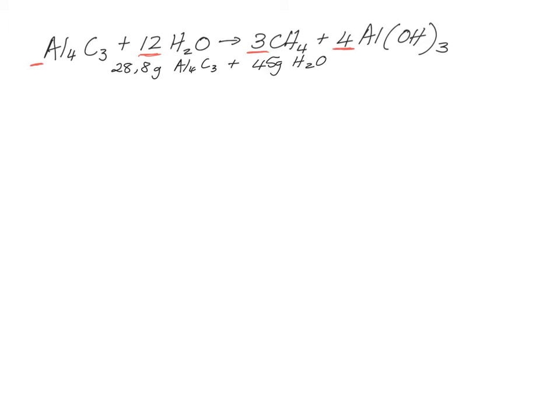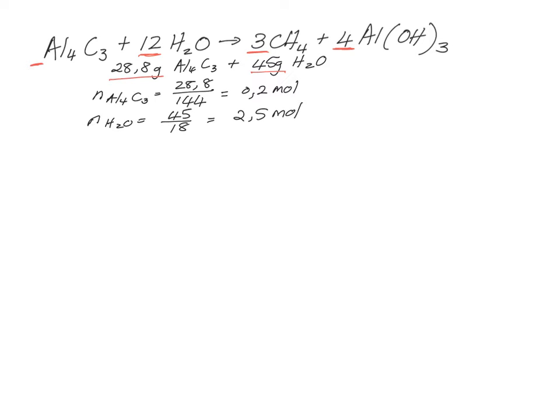Now we have been given 28.8 grams of aluminium carbide reacting with 45 grams of water. So the first thing we need to do is work out how many moles are each of those. So the number of moles of aluminium carbide is 28,8, so it's mass over molar mass. Molar mass is 144, I've already worked that out. You get 0,2 mole. We're going to do the same thing with water. The number of moles of water given is 45, molar mass is 18, gives us 2,5 mole.